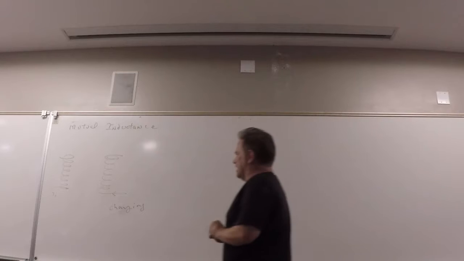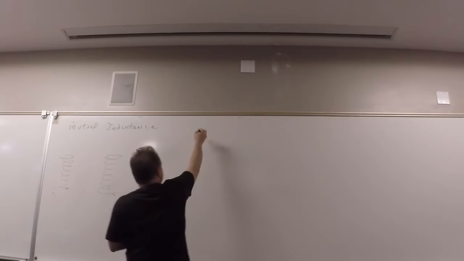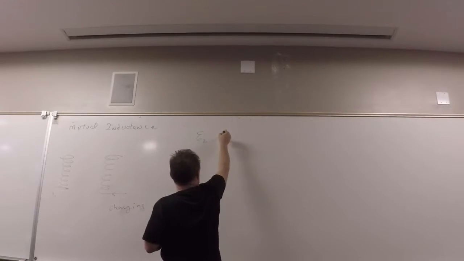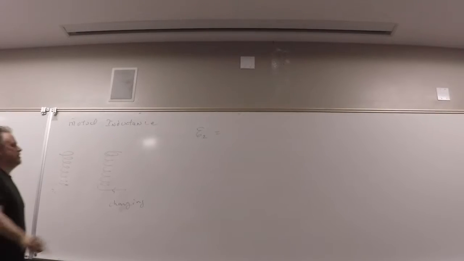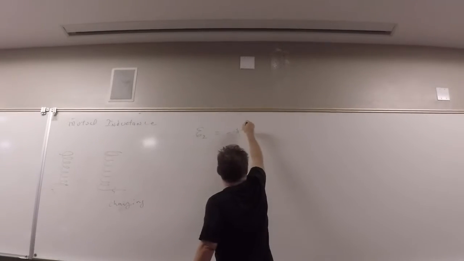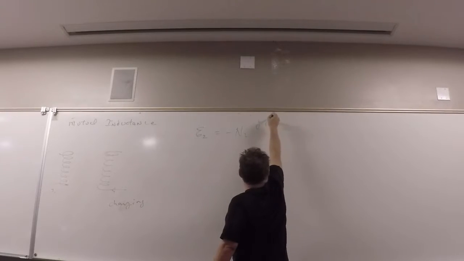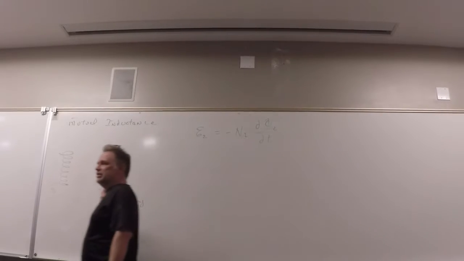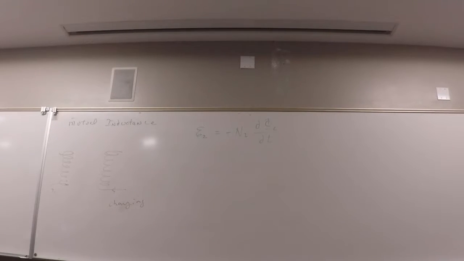And so what we get is that the voltage that's induced in the second one is equal to the number of coils in that second one multiplied by the change in flux in the second one. So it's the number of coils in the second one times the change in magnetic flux in the second one, divided by dt. I'm sorry, the derivative of that with respect to time.